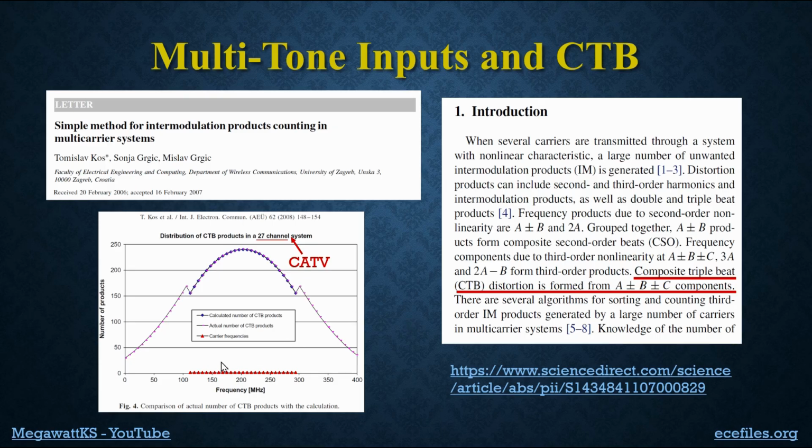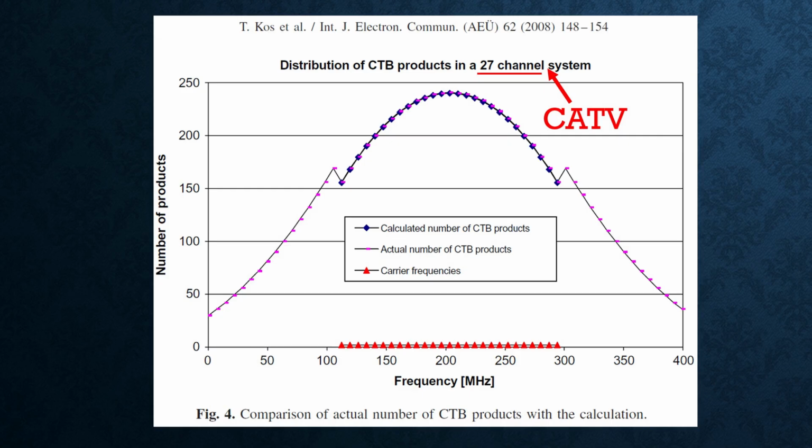But what this paper talks about is if you've got a heavily loaded cable TV system, which is similar to an FM broadcast band where you've got tons of signals in the general area, then you could have many or even tens or hundreds of intermod products all land on the same frequency. As a matter of fact, here is a 27-channel system, and they had as many as 230 signals all land on that frequency.